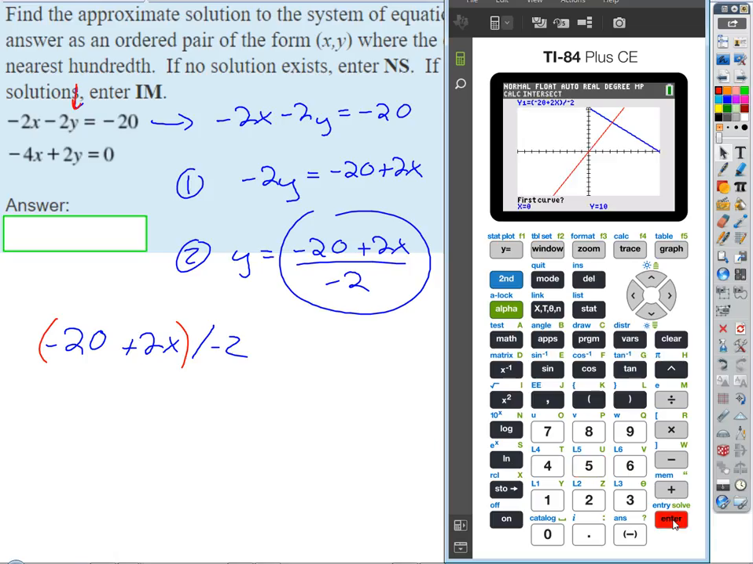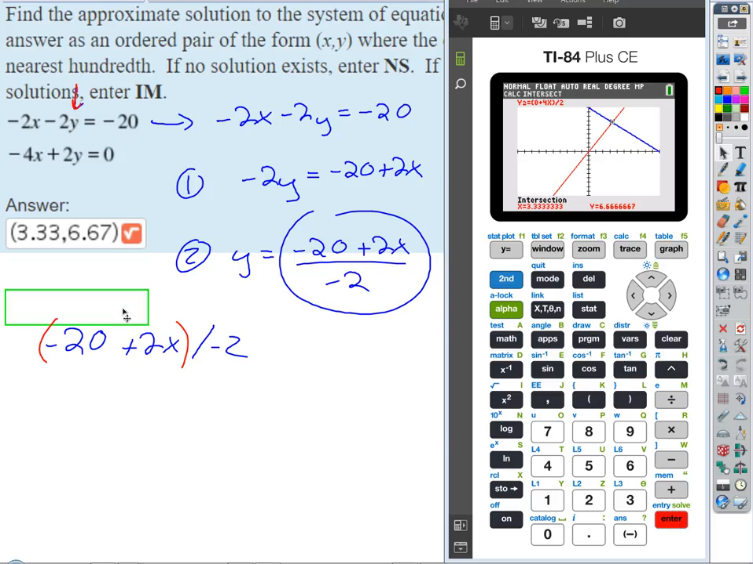One enter is to tell the calculator that's the first line, second line, and then a guess. Do I even have to bother moving the cursor to make a guess here? I don't, because how many total solutions are there? 1, so the calculator can't find the wrong solution. When it finds a solution, it's got to be the right solution. So just second calc 5, triple enter, and it gives me the answer. Okay. So if I round that to 3 decimal places, it's 3.33, 6.67.